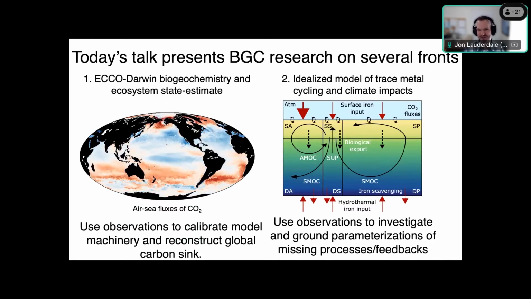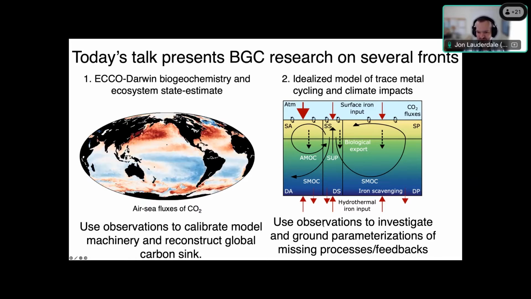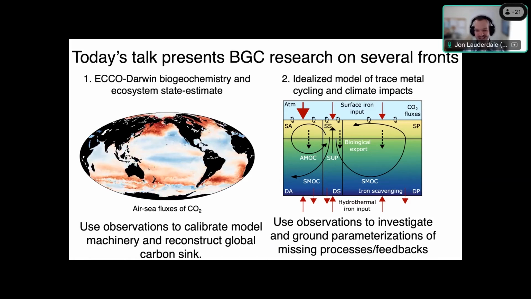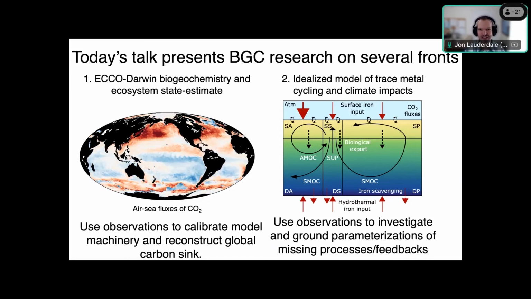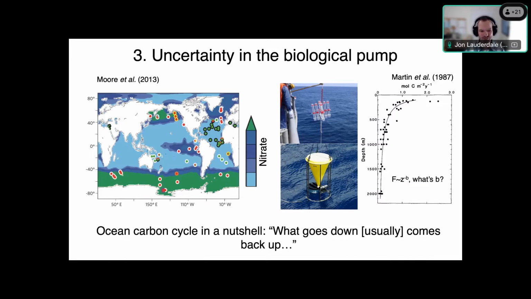The second is going a bit beyond the models that we have and looking at idealized models of trace metal cycling and the climate impacts of those. This is to get at the aspect that our parameterizations are imperfect, and some of them may not include important processes and feedbacks that may have significant climate effects down the road. So I'm going to talk about some of that. And then finally, uncertainty overall in the biological pump. The ocean carbon cycle in a nutshell is basically that what goes down usually comes back up again.